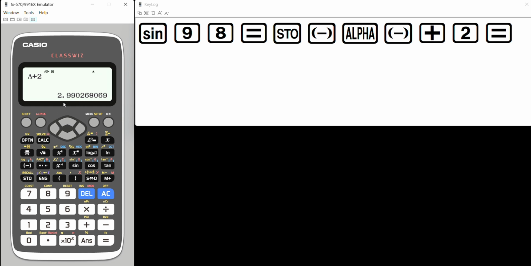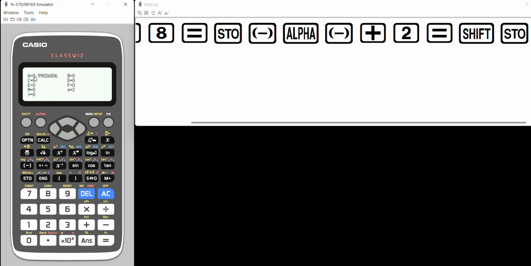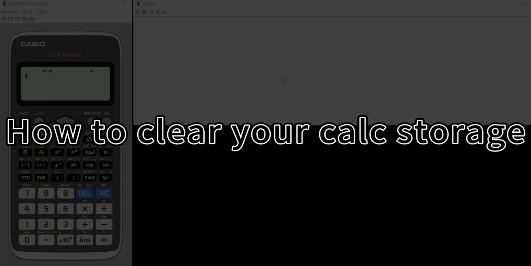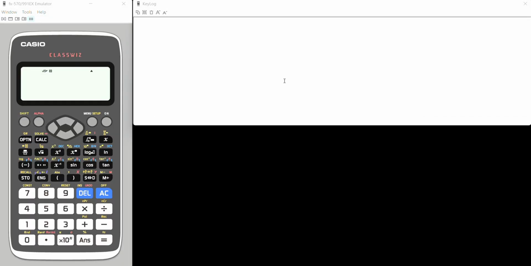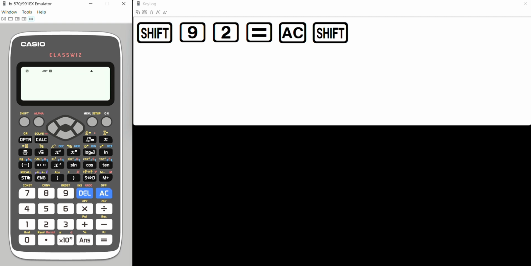To see the whole thing that you stored as a menu, you have to press shift and then the store button. So recall. From here you can see all the values that are stored up. Okay, so to clear away the stored numbers, what you can do is press shift and then 9, reset, and press the second one, memory, and then just reset it and AC. So now when you check shift recall, you should get everything blank.